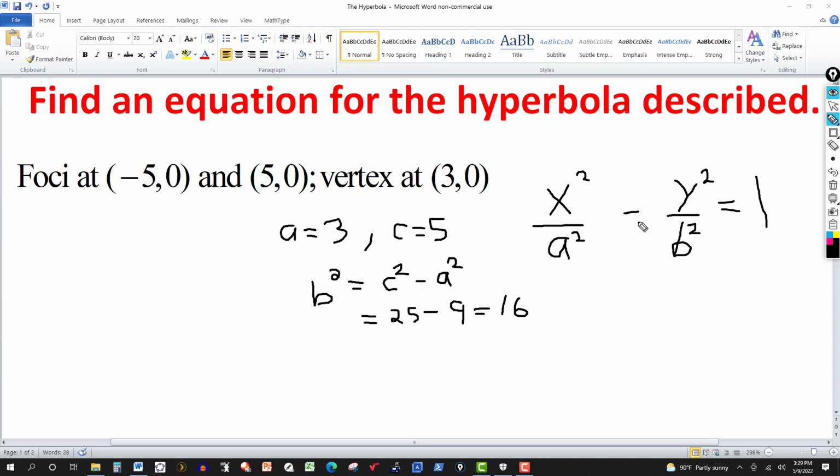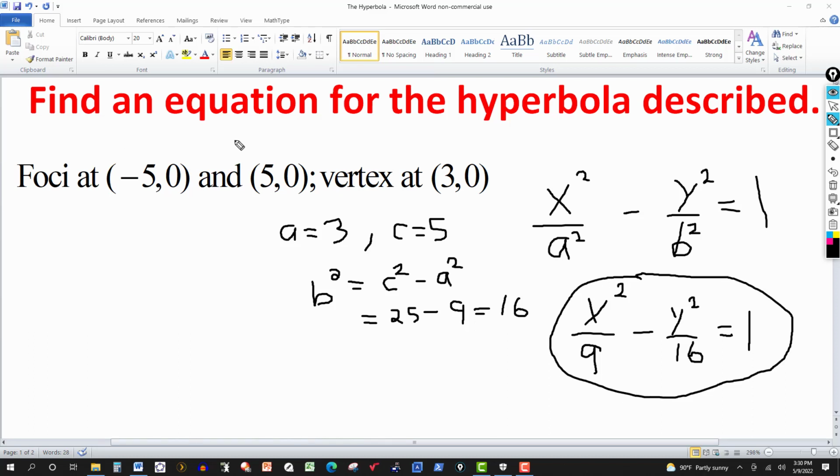So here we have a horizontal hyperbola. Transverse axis passes through the origin, and it is the x-axis. So with this information, we have the equation. And that's going to be x squared over a squared. This is going to be 9, 3 squared is 9, minus y squared over b squared. b squared is 16. This is your equation.